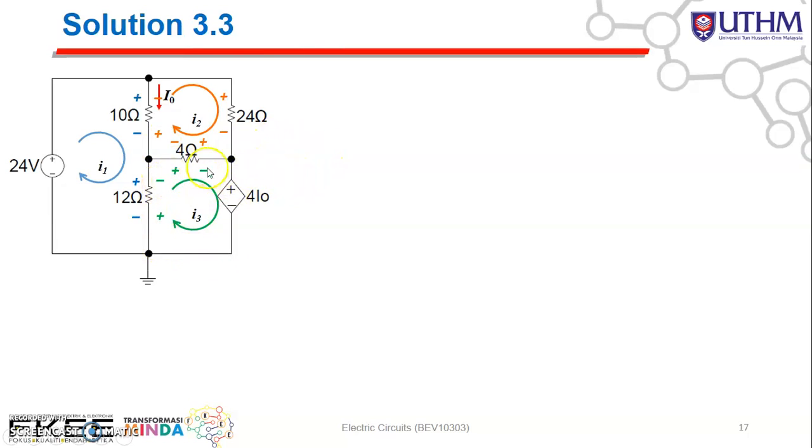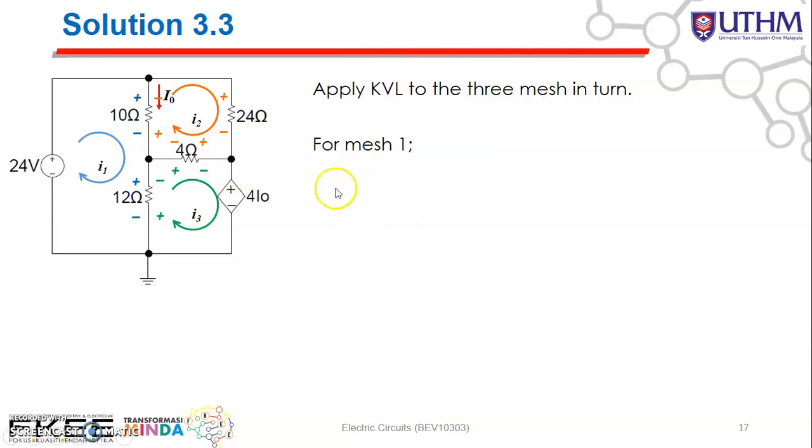Right. So once you assign your polarity for each of the elements, then step number 3, you can perform the KVL for each of the loops. So you can apply KVL to the 3 meshes in turn, one by one. So you go to mesh number 1, and for mesh number 1, you apply the KVL. So from this point, you go to this one, you see the negative polarity. So that's why you have negative 24.